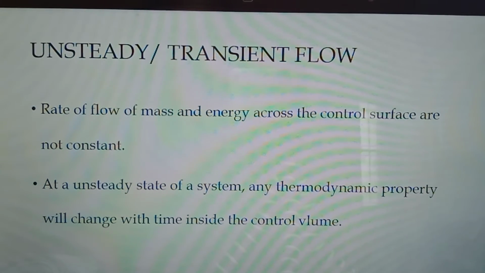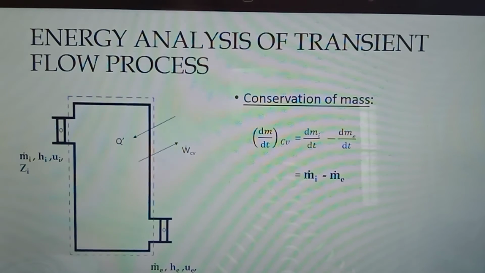Then comes the definition for unsteady or the transient flow process. The rate of flow of mass and energy across the control surface are not constant, meaning that they keep on changing with respect to time. Also, at an unsteady state of a system, any thermodynamic property will change with time inside the control volume. So we will be analyzing the energy for transient flow processes.